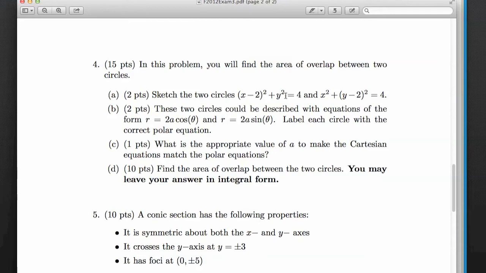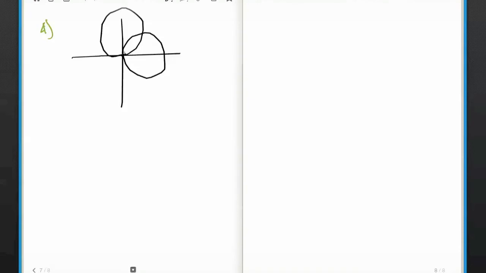x minus 2 squared plus y squared equals 4, and x squared plus y minus 2 squared equals 4. So these are 2 circles of the same radius. This is number 4. Switch back to black here. We notice that the radius is 2. And one is shifted 2 to the right, and we can say that looks like that. And the other is shifted 2 up, so we can say that looks like that. And so these are our two lines.